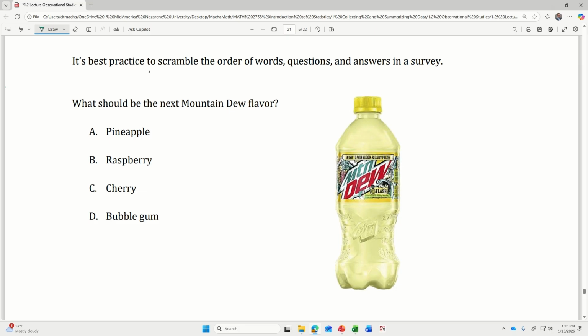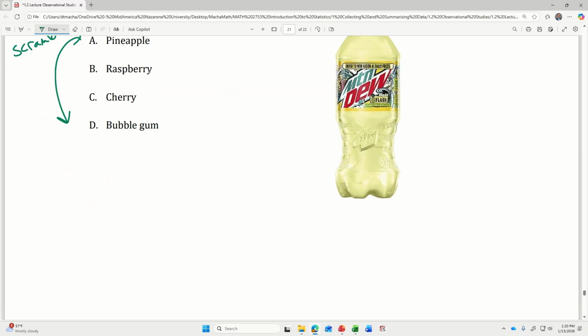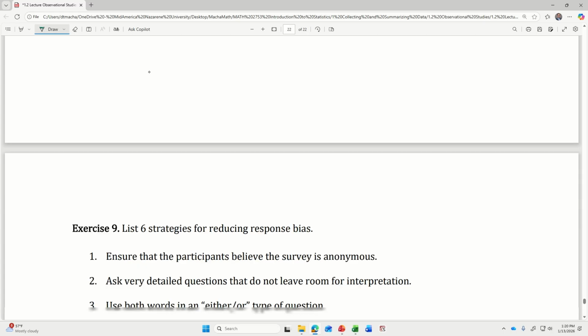A little bit less consequential, but if I ask you what should be the next Mountain Dew flavor, right? Scramble the order of responses, because people are more likely to just choose A, the first thing they read, than the other. So if you're doing this and you really care, swap up the order of your responses.